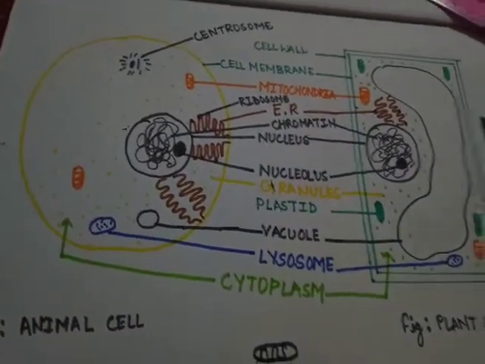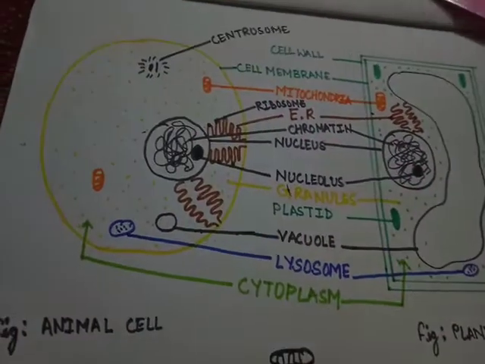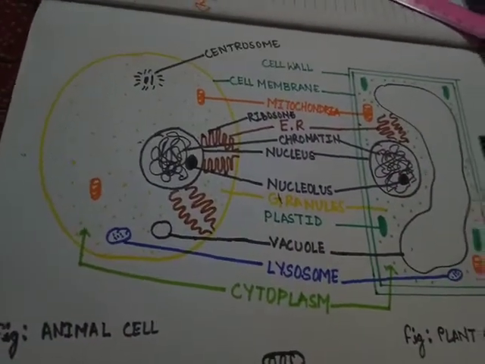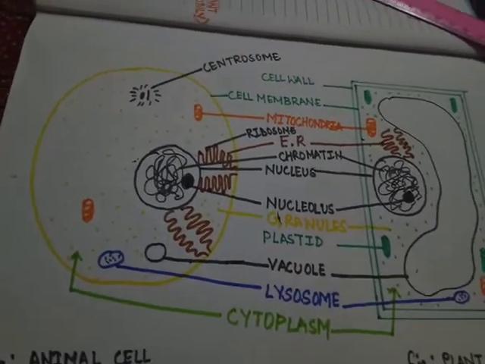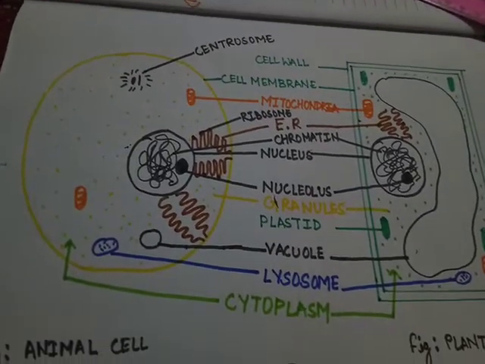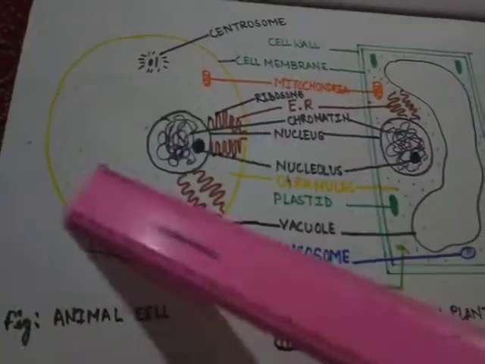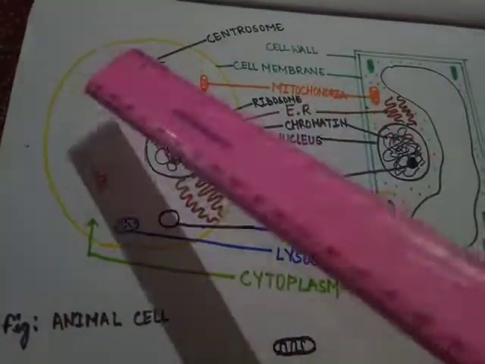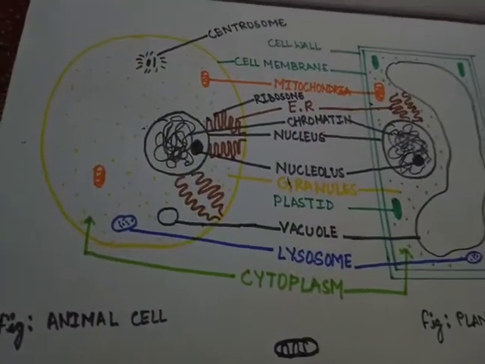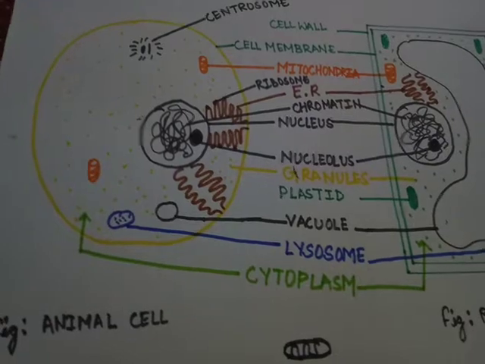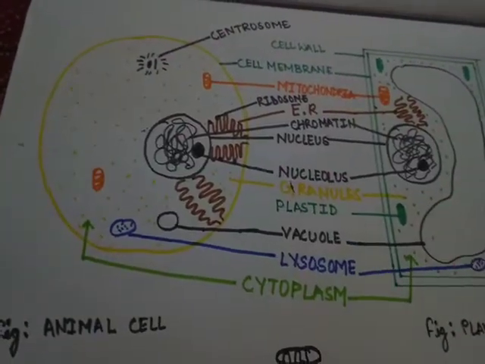Next comes the cytoplasm. That is the fluid-like part which is present. It is actually semi-liquid by nature, and you can see all the cell organelles are embedded inside the cytoplasm. Now in the cytoplasm we can see various organelles. Now we'll discuss about it.